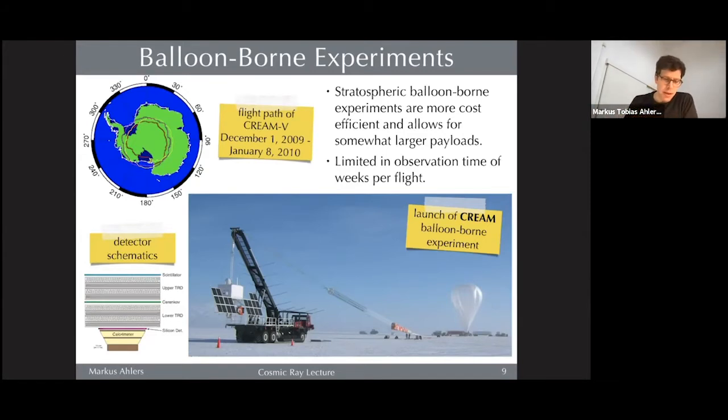For example, this CREAM-4 run of the experiment was actually running over a period of longer than 1 month. And basically, you can continue the observation for as long as you want. The only danger is that eventually, due to some turbulence, the balloon is going to move out onto the ocean, and this is what you don't want. And at that point, you basically interrupt the experiment, you detach the payload from the balloon, and then it comes down with a parachute, and it's collected then by the experimentalists.